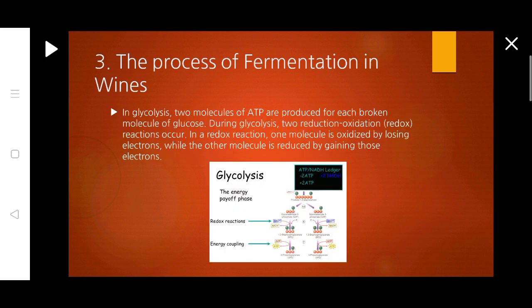Next, in glycolysis, two molecules of ATP are produced for each broken molecule of glucose. During glycolysis, two reduction-oxidation, or redox, reactions occur. In a redox reaction, one molecule is oxidized by losing electrons, while the other molecule is reduced by gaining those electrons.